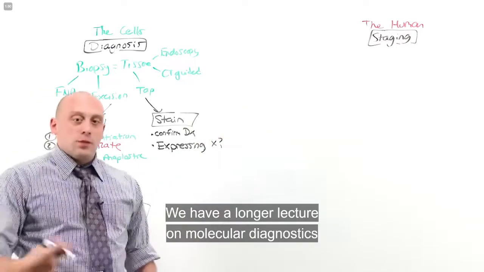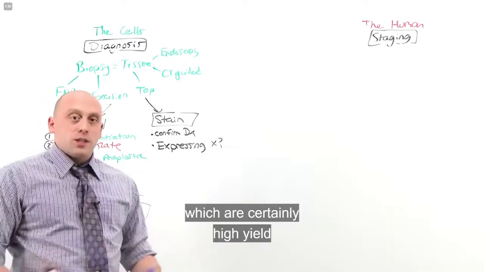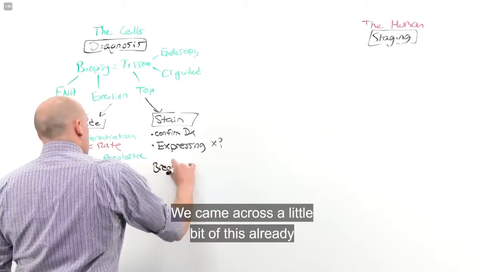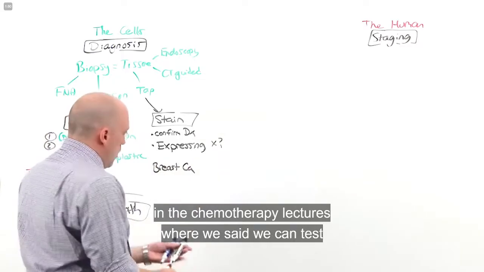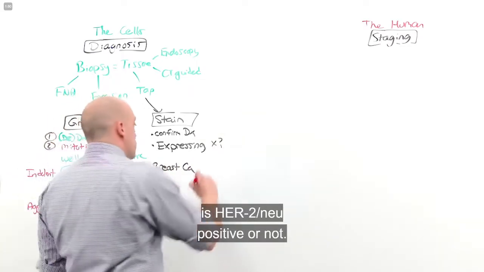We have a longer lecture on molecular diagnostics and genetics. It's number 8. But I want to just give you an idea, with a few examples, which are certainly high yield, to illustrate this point. We came across a little bit of this already in the chemotherapy lectures, where we said we can test to see if a person who has breast cancer is HER2/neu positive or not.